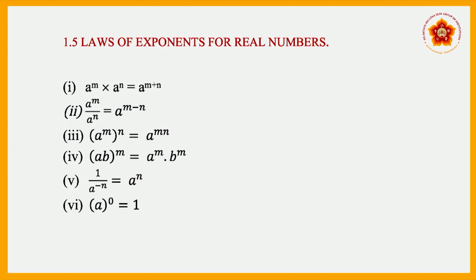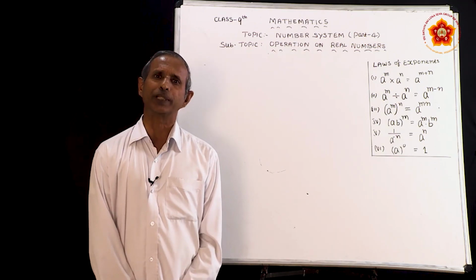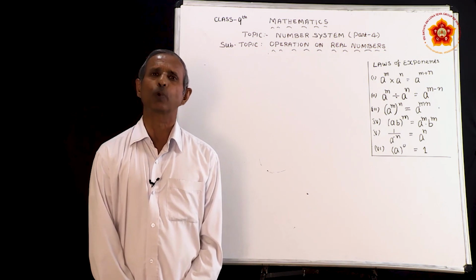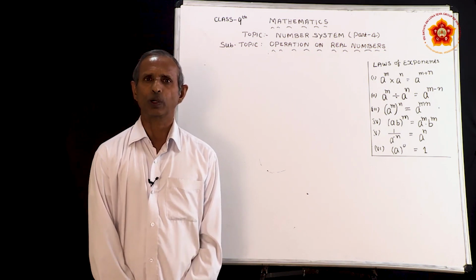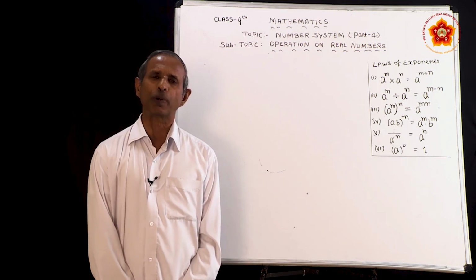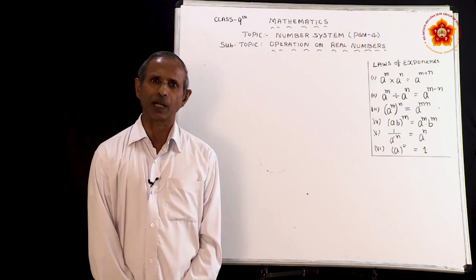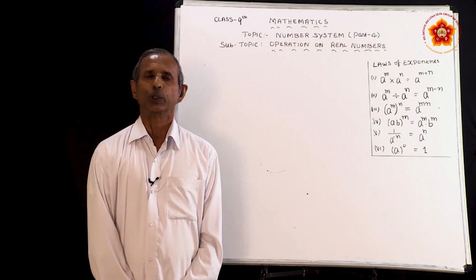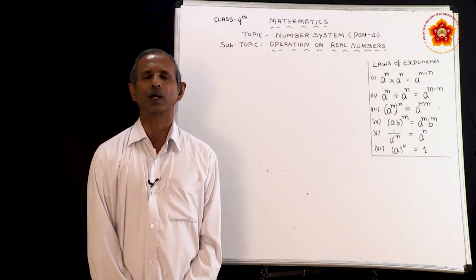The last law is the power of 0. If any number is raised to the power of 0, then the answer becomes 1. For example, 100 whole to the power of 0, then also the value becomes 1 always. So, any number raised to the power of 0, the resulting answer is always equal to 1. You should remember all these formulas while solving the problems.